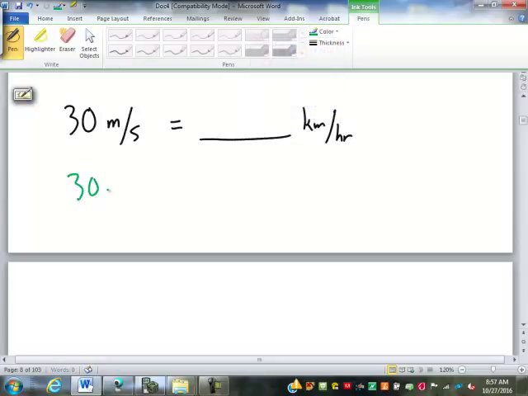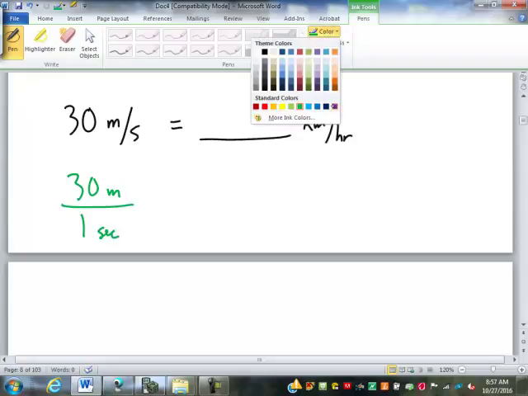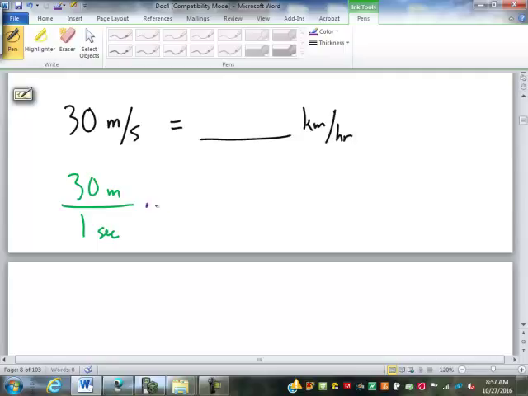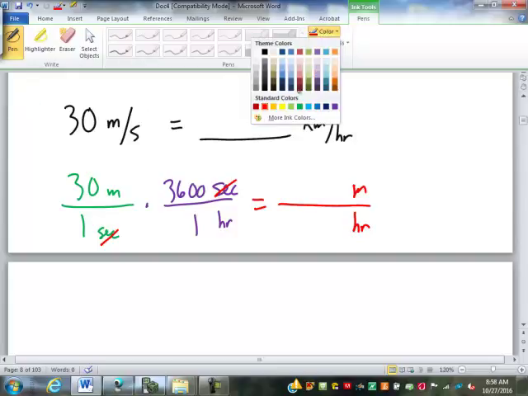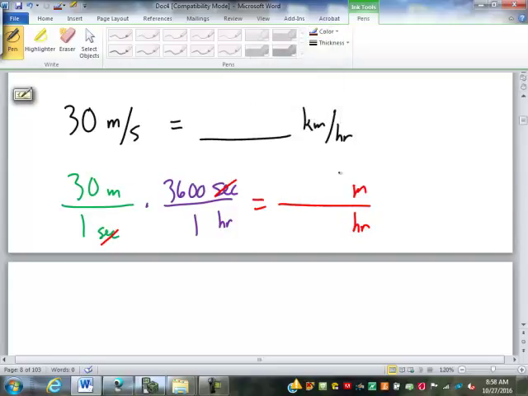So make this 30 meters over 1 second. Pretty quick? Put seconds on top, hours on bottom. 1 hour is 3,600 seconds. That makes the seconds go away. I'm going to actually multiply this out now and get meters per hour. 30 times 3,600 is 108,000 meters. 1 times 1 hour is 1 hour.